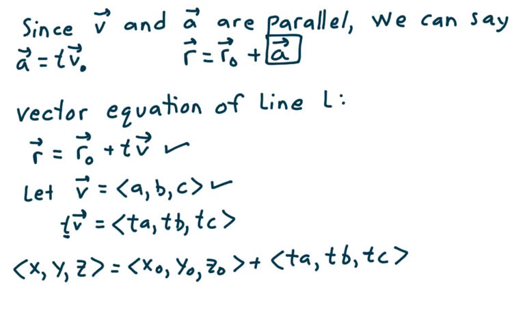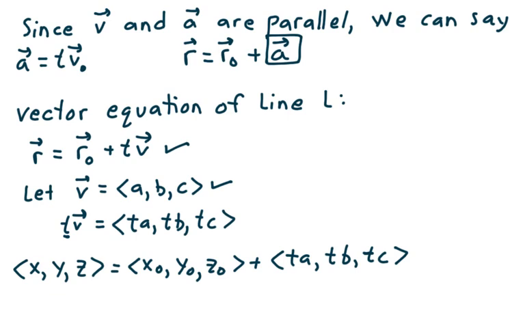And then we already know what TV is. It's the vector TA, TB, TC. And so X, Y, Z, that vector, is X naught, Y naught, Z naught, that vector, plus the vector TA, TB, TC. And this is the vector equation of the line L. In other words, it's the vector representation of that line.